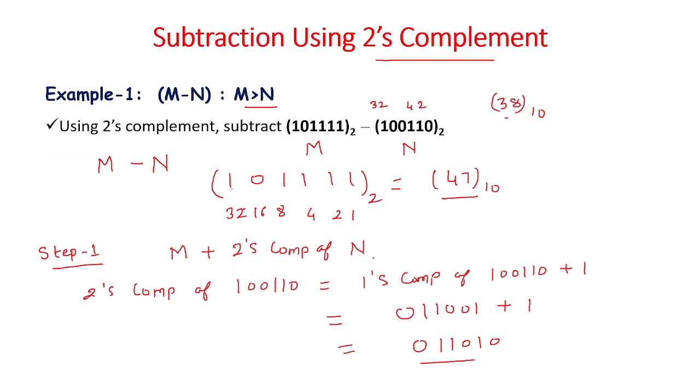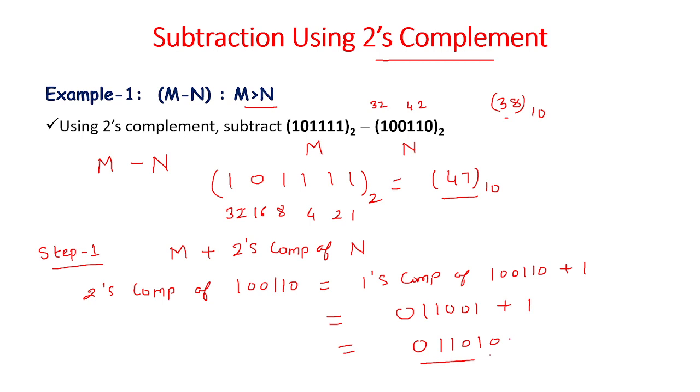So in this example, what we have seen, let's quickly revise that. We have given two numbers, m 101111 and n 1001110. We have to subtract n from m. The procedure is, first step, m plus 2's complement of n. 2's complement of n is nothing but 1's complement of n plus 1. And the 2's complement of the given number is 011010.